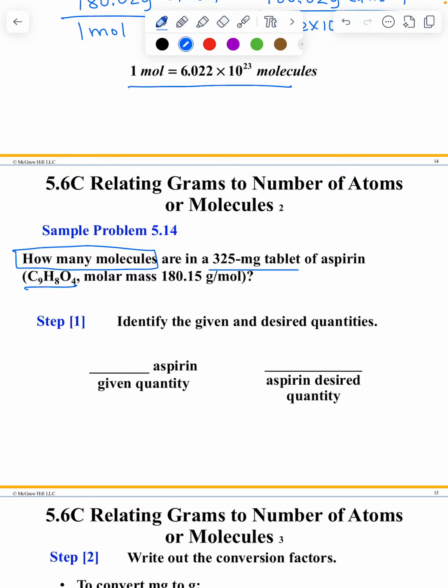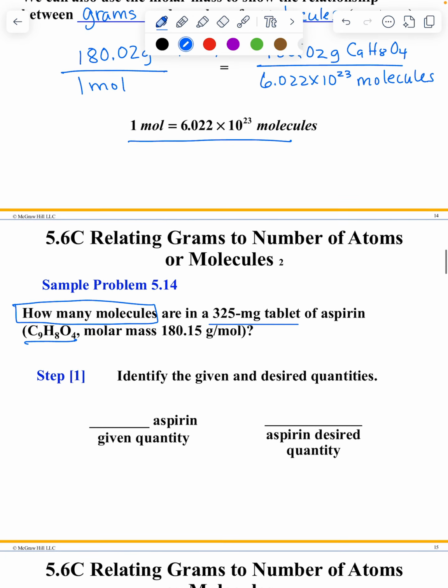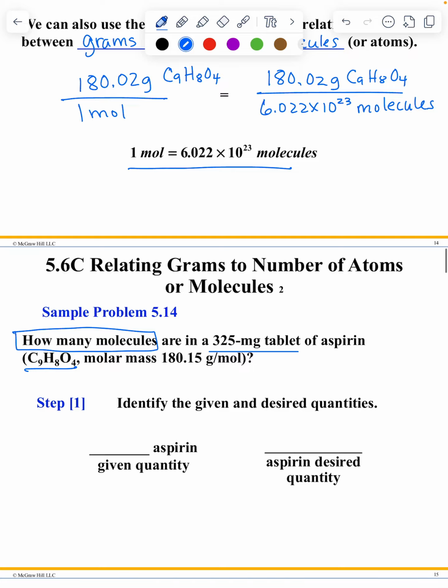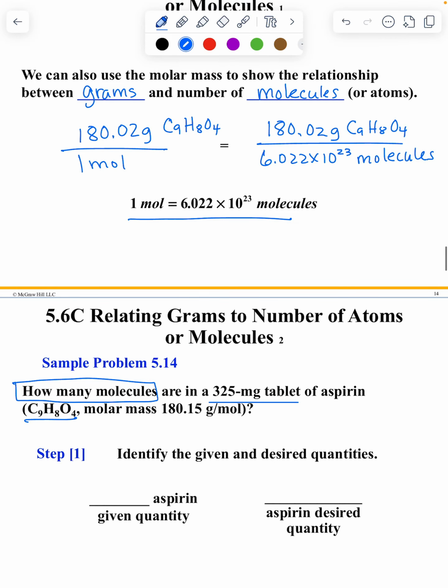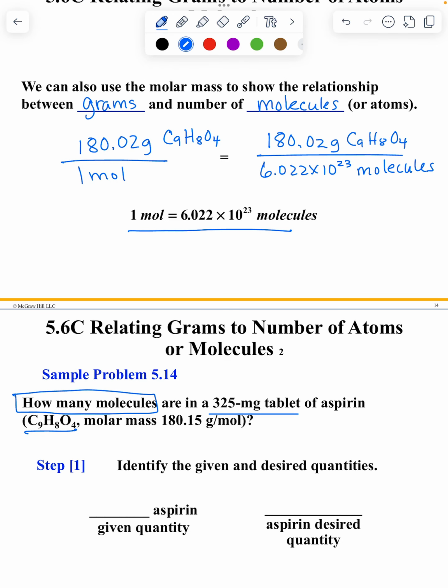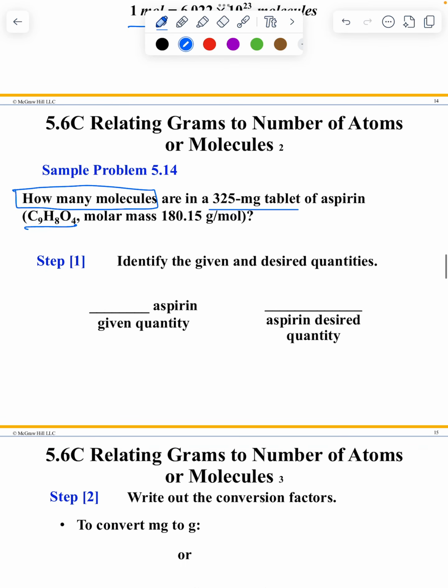Just notice that for some reason the molar mass has changed. Okay, we'll go with whatever it says here. All right, so the first step is to identify the given and the desired quantities. So the given, we have 325 milligrams, and the desired quantity is molecules.